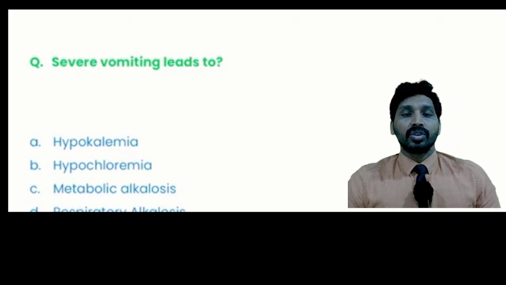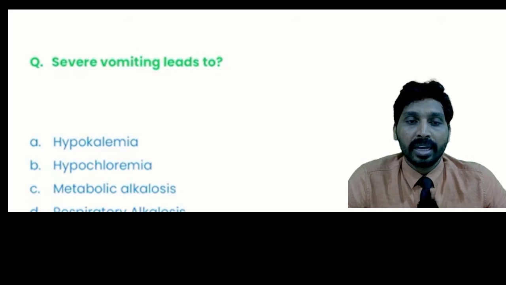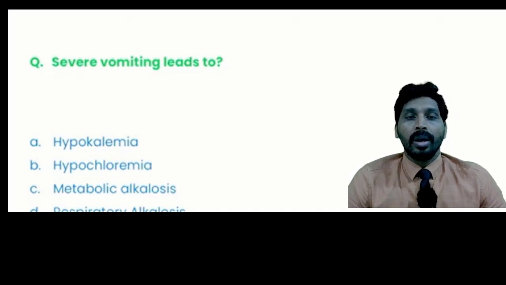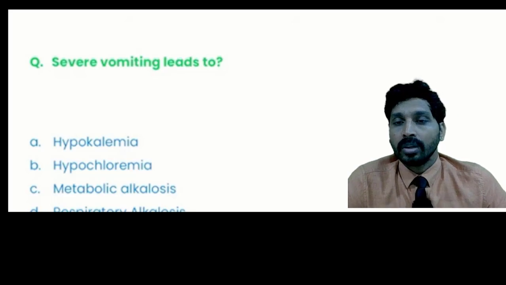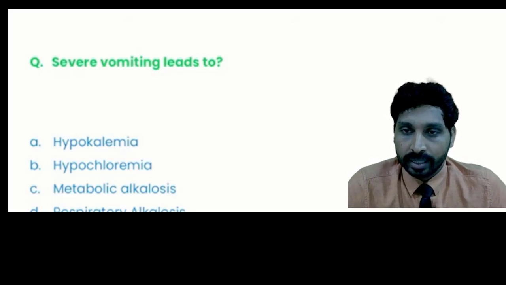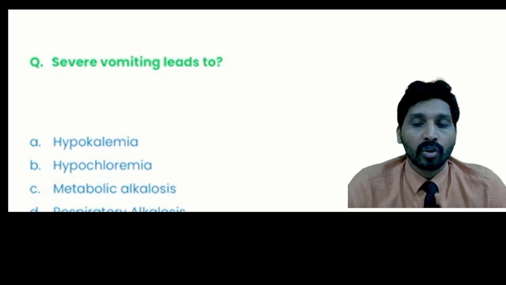Again, one more question related to acid-base balance. Severe vomiting leads to which of the options: hypokalemia, hypochloremia, metabolic alkalosis, or respiratory alkalosis? So here I can say hypochloremia. Why? Because in vomiting you are just emptying the gastric secretions. Gastric secretions are mainly made up of chlorides, right? So because of this I can go with the option hypochloremia.